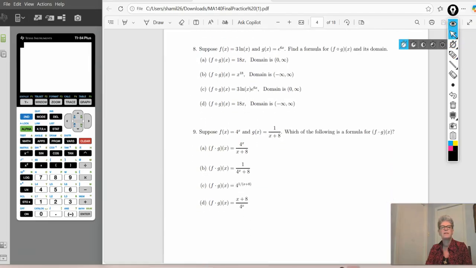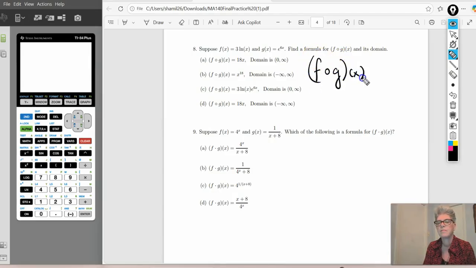All right, let's continue. Now, the symbol here is unmistakably composition. That is not a multiplication symbol. So it's f composed with g. So when you have composition, reading that off from left to right, it's the first one evaluated at the second one. So I'm going to have f evaluated at e to the 6x.